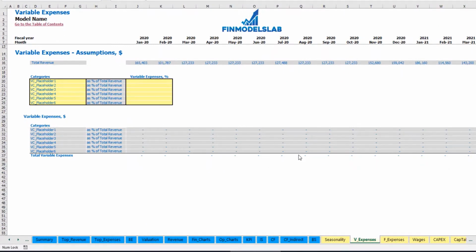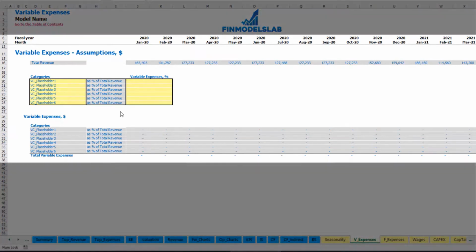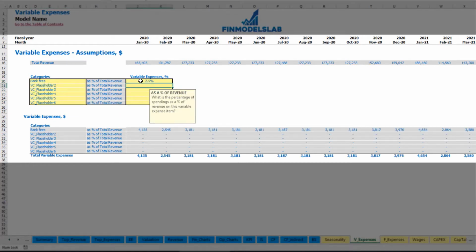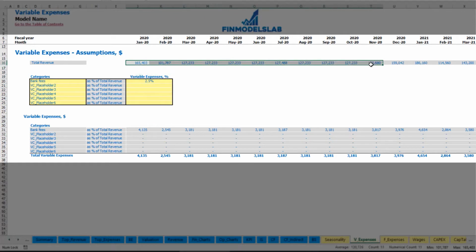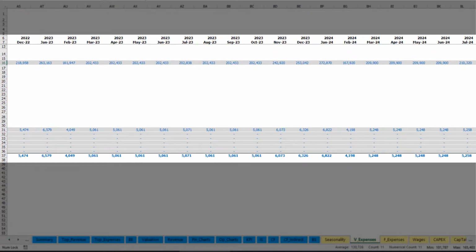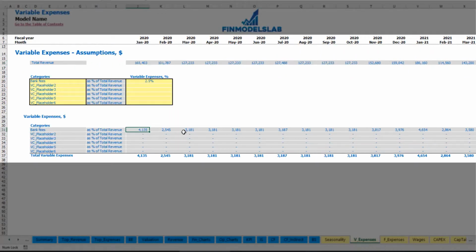On the variable expenses tab, you can input your variable expenses as a percentage of total revenue. Let me show you how it works. For example, bank fees. And your bank fees are 2.5% of your revenue. So in the same way as your revenue grows over time, you may see that bank fees will grow as a percentage of this total revenue.